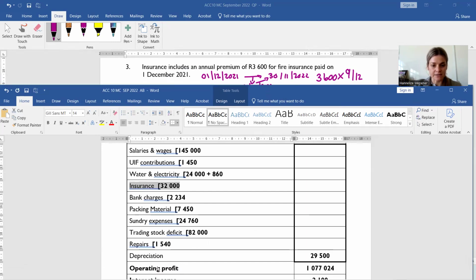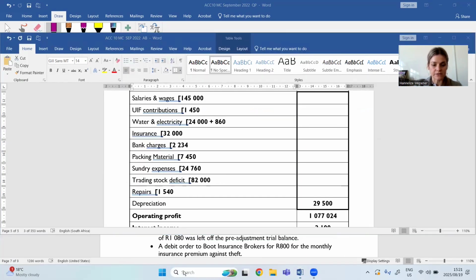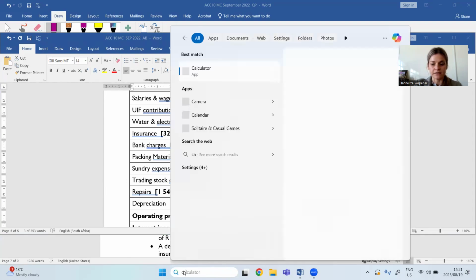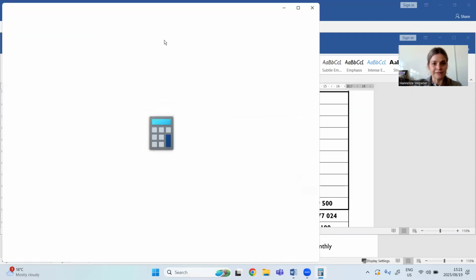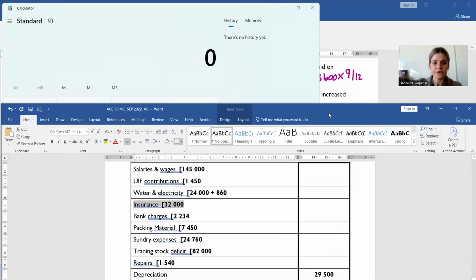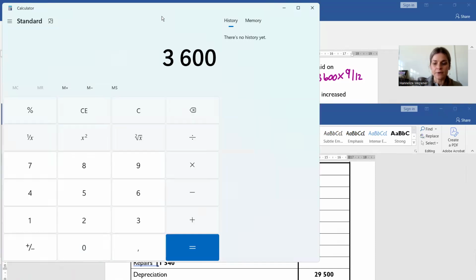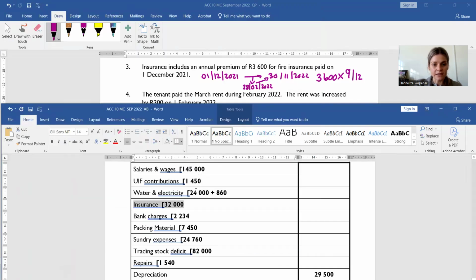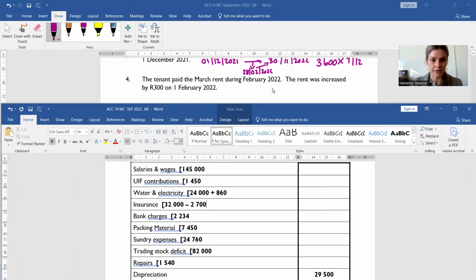current year's expense. So I'm going to get my calculator real quick. Okay. Right, so 3,600. However, 9 out of the 12 months is what I prepaid. So I must remove 2,700 from the insurance expense because it's not an expense for this year. This will now be reclassified as a prepaid expense under trade and other receivables in my SFP.